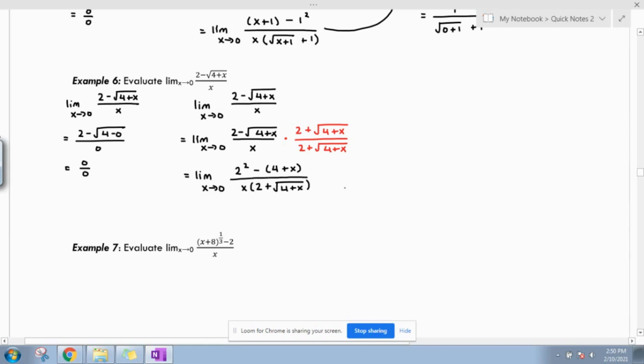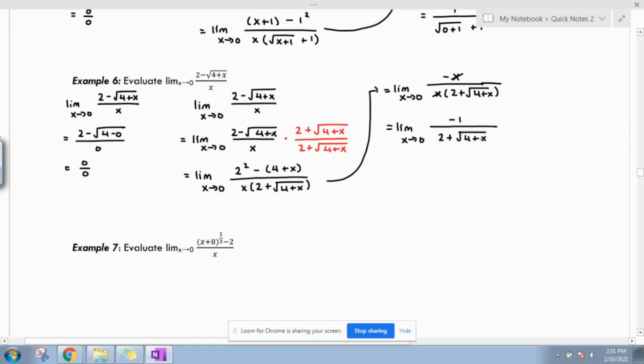We're just going to make it look a little bit cleaner now. So I'm going to do the limit as x approaches 0. If I clean it up, what I have at the top is negative x, all over x times (2 plus the square root of 4 plus x). At this stage, you notice I can cancel out the x and the x. Then I'm left with the limit as x approaches 0 of negative 1 all over (2 plus the square root of 4 plus x).